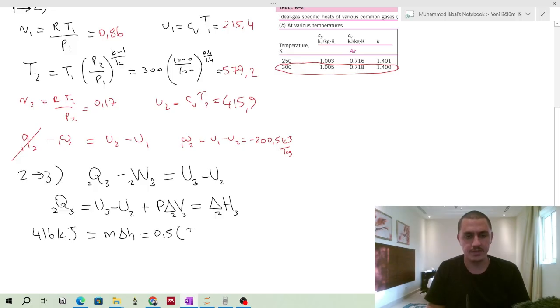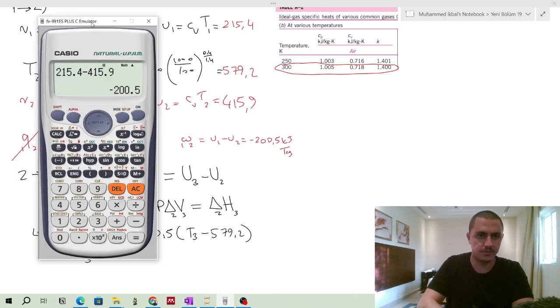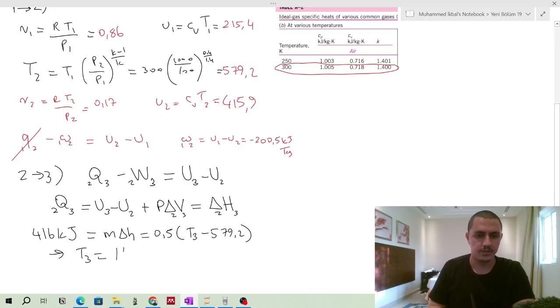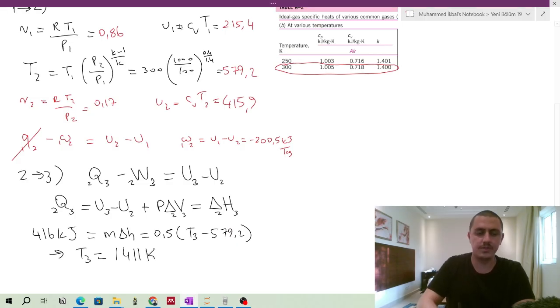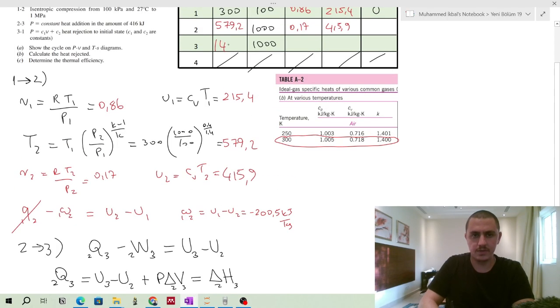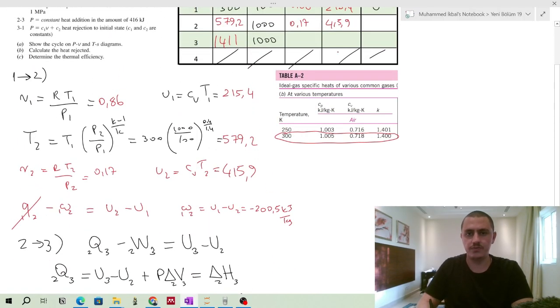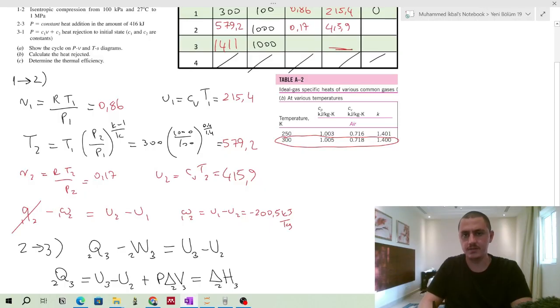So 0.5 times T3 minus T2, and you know T2, right? T2 we calculated, it is like this. So here you can calculate T3 easily from the calculator or just by hand solution. You have X, you don't know this value, minus this value, so you can say shift solve, then you get the value. So our temperature is going to increase to 1411. We calculated that, and from there you can also say CvT, you can find this value.